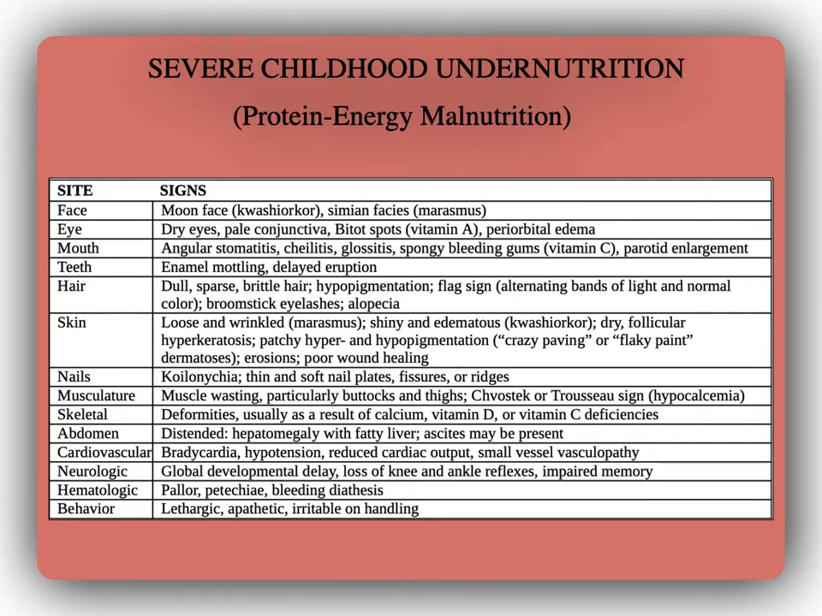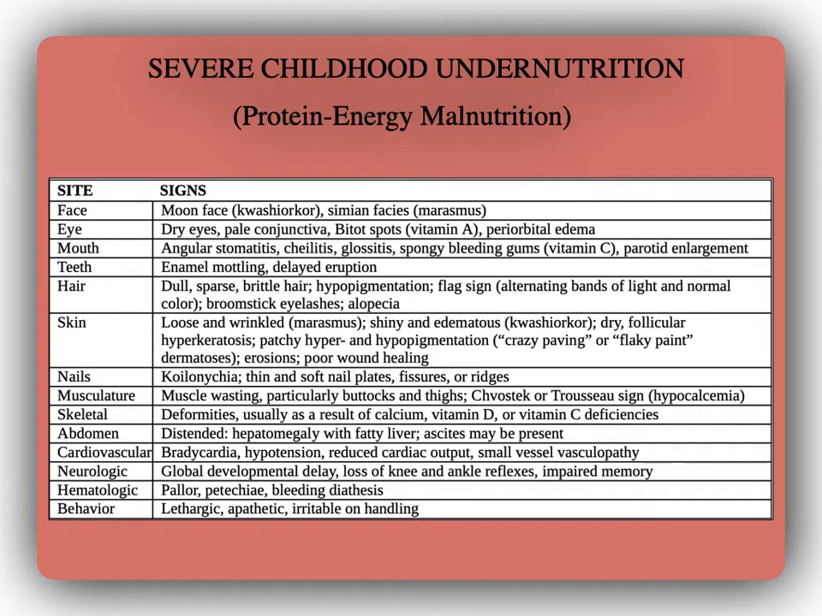In the teeth, you may find enamel mottling or delayed eruption. Regarding hair, the hair usually appears dull, sparse, and easily pulled out. The patient may have the flag sign, and some of them will have alopecia. The skin is usually loose and wrinkled in a patient with marasmus. On the other hand, in a patient with kwashiorkor, because of the edema, the skin will appear shiny. The patient will have a crazy paving, flaky paint dermatosis.